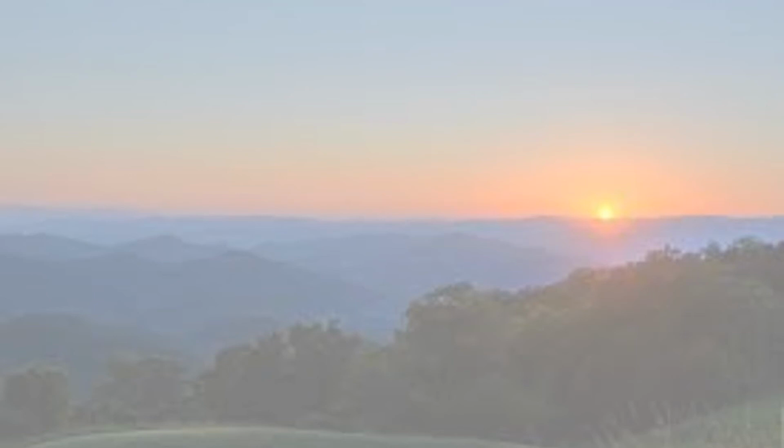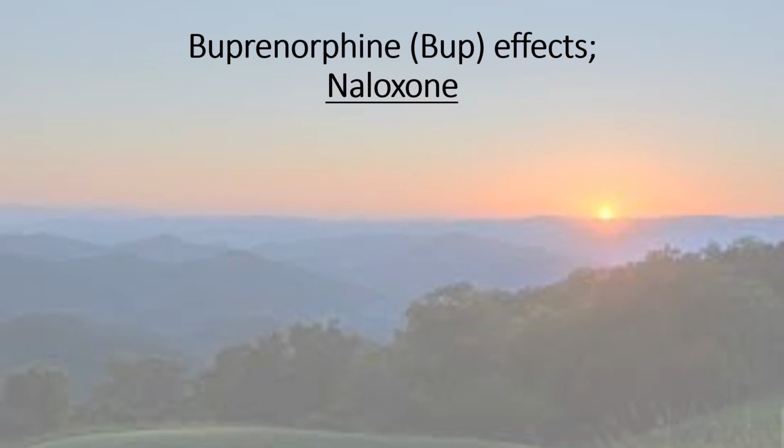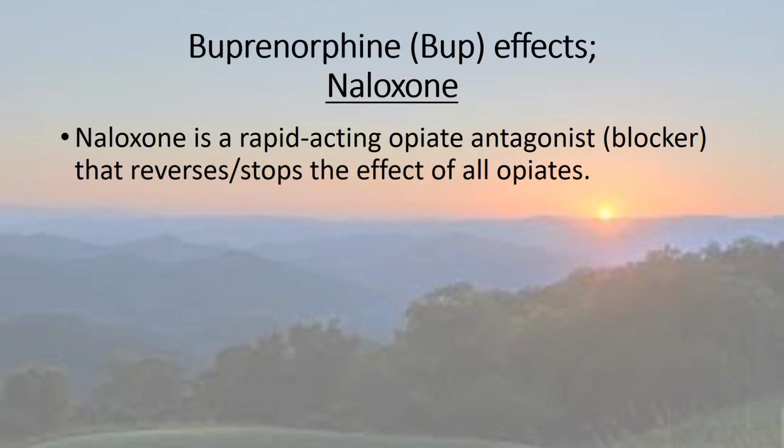Buprenorphine effects. Naloxone is a drug that's used to counter the opiate agents. It blocks all opiate activity. This is especially useful in overdose when breathing stops. It can restore breathing, blood pressure, etc.